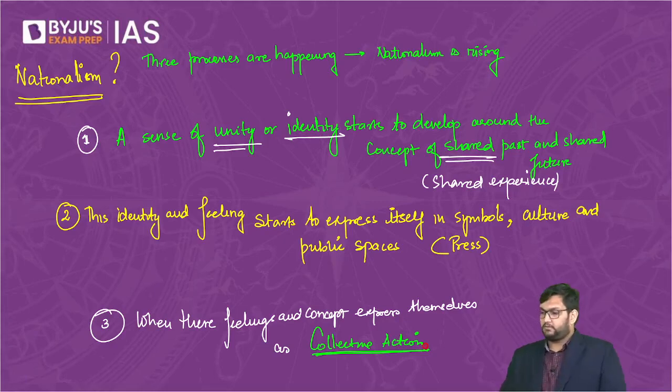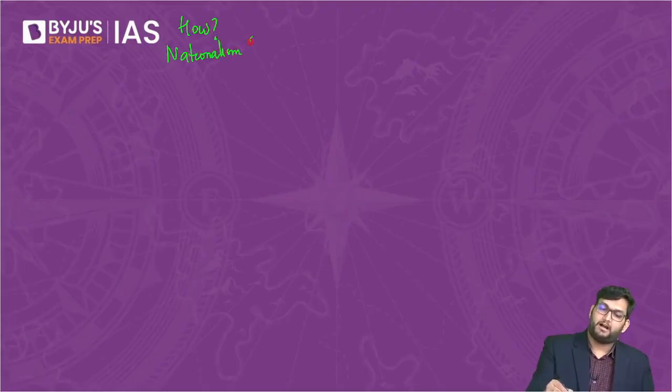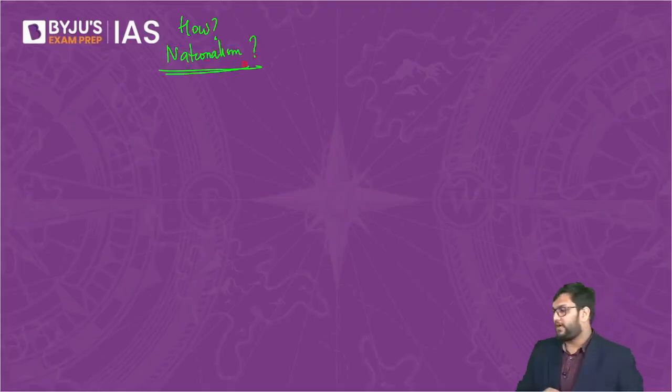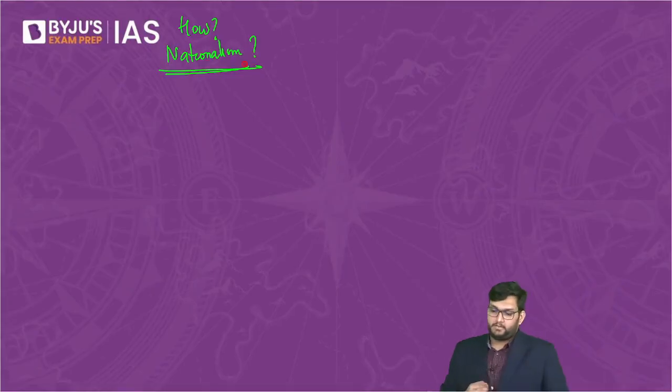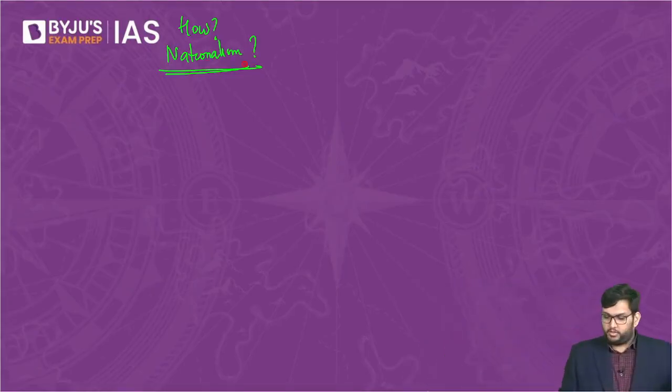Okay. Now the question is, how? Nationalism, how did it develop? How did it develop? Now, the ironic part is that everything which I've taught you till this point, can voting be nationalism? Why not? Now you're asking me questions which actually makes no sense, but sure.